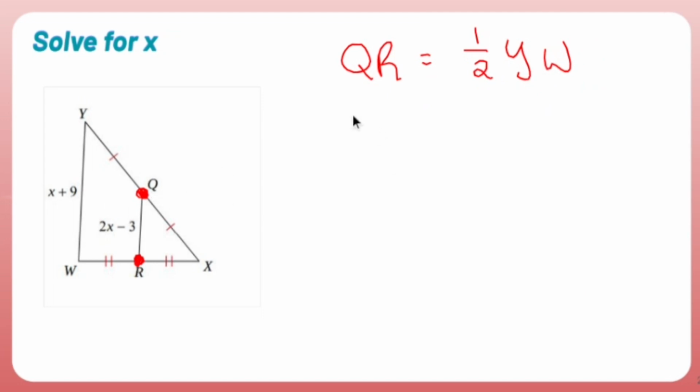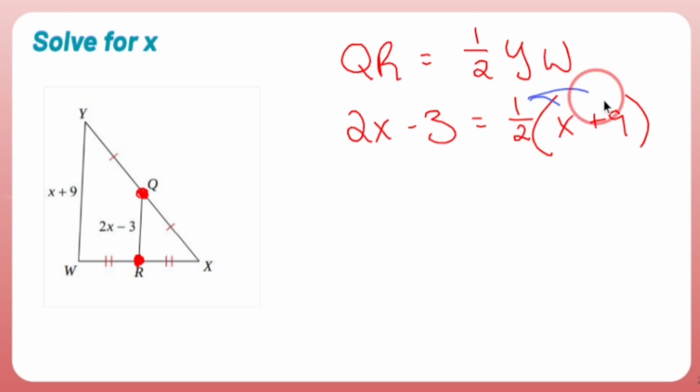QR is given to us as 2x minus 3. That's going to equal 1/2 of YW, which is x plus 9, and I'm going to put that in parentheses because you need it. Now it's just an equation with x on both sides of the equal sign. We do distributive property like so. 2x minus 3 is untouched, equals half of x plus 9.